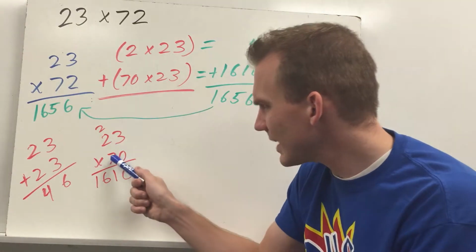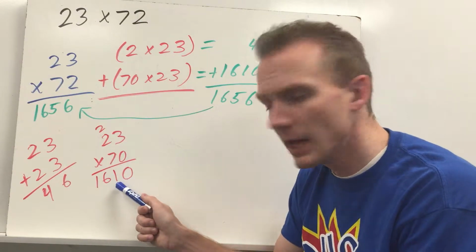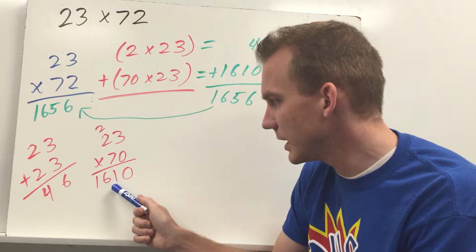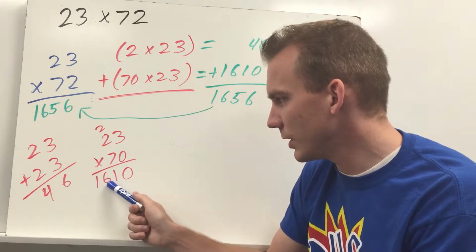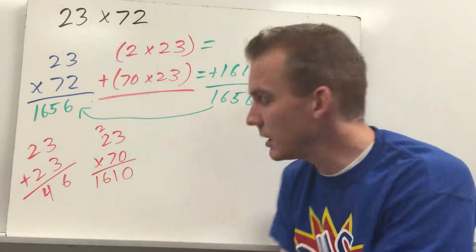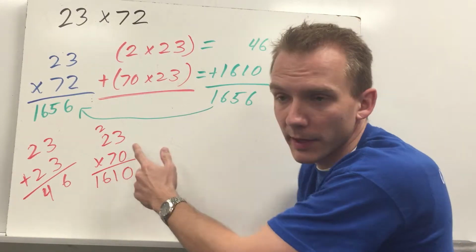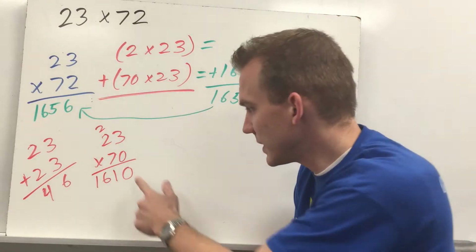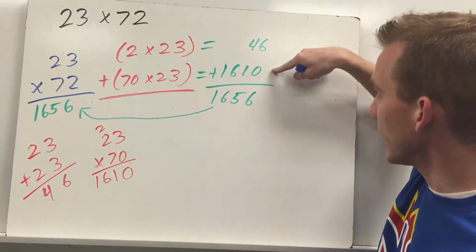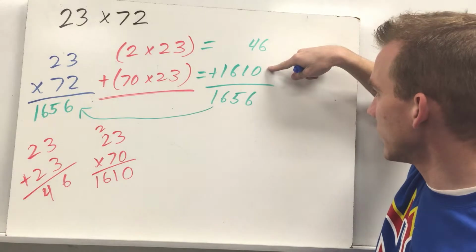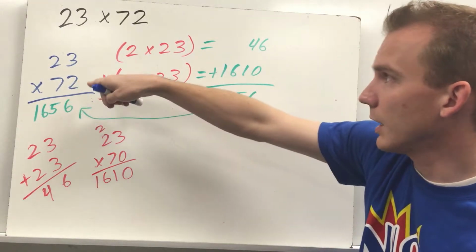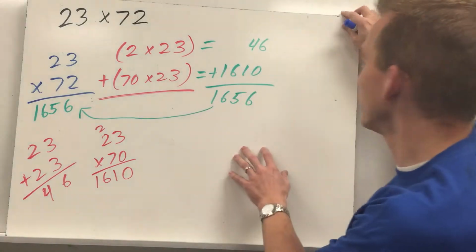7 times 3 is 21. I put down the 1, I carry the 2. 7 times 2 is 14, plus 2 is 16. So 7 times 23 would be 161, but 70 would be 1,610, because the rule is when you multiply by a power of 10 or a multiple of 10, you just put a 0 at the end. So now I add up these two products, 46 plus 1,610, I get 1,656, and that's my product for 23 times 72.